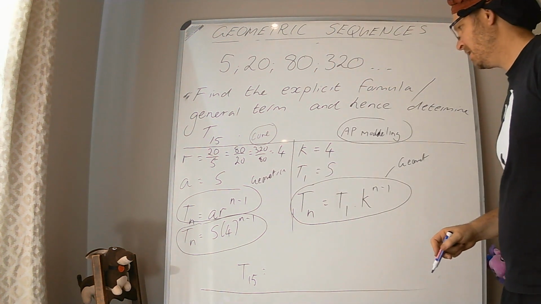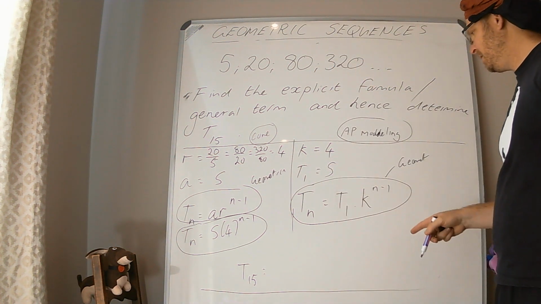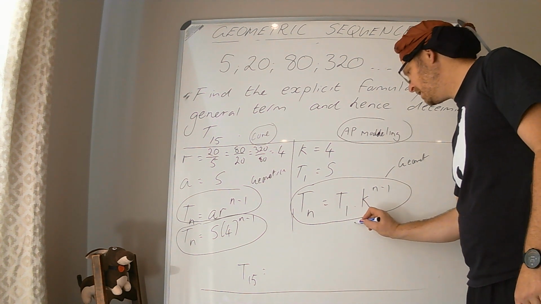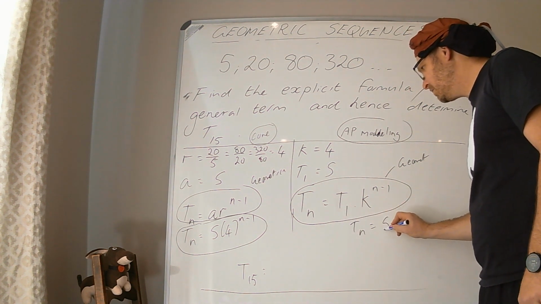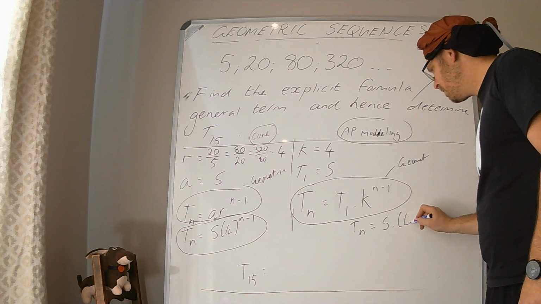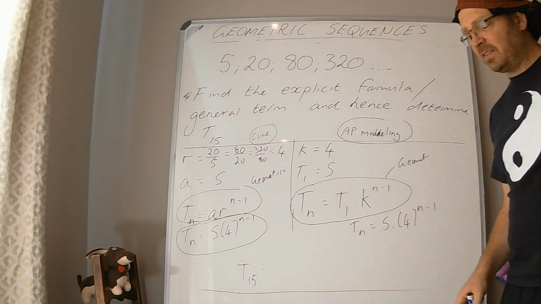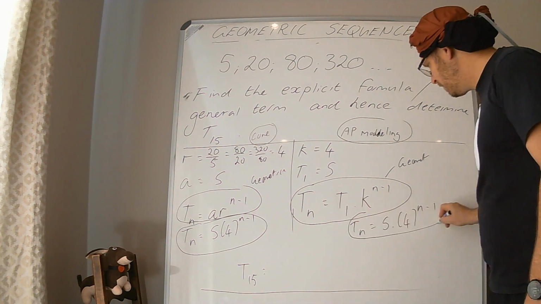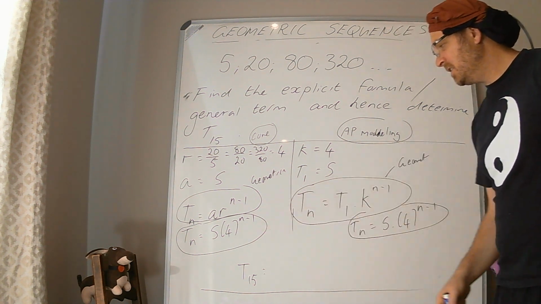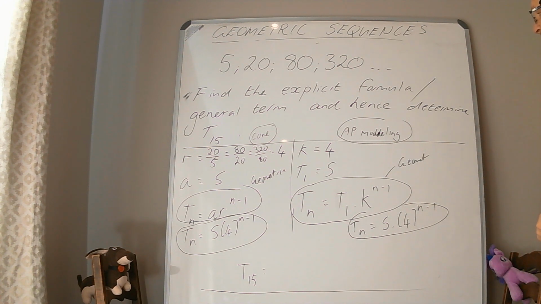And term n would be equal to term 1 times k to the n minus 1, so term n would be equal to 5 times 4 to the n minus 1. Remember, you can't times those two together because they don't have the exponent. So either way, it doesn't matter which notation you use, your general formula or your explicit formula is 5 times 4 to the n minus 1.